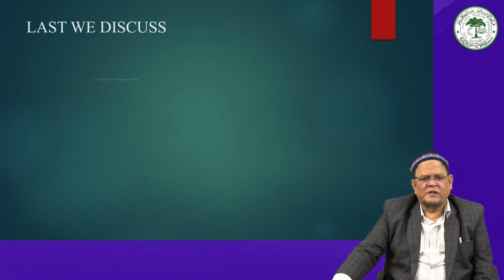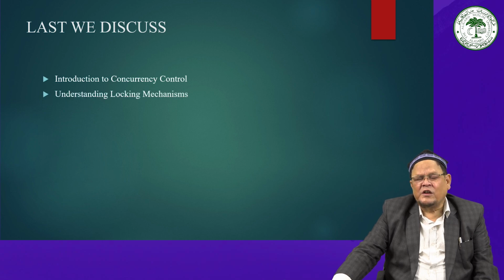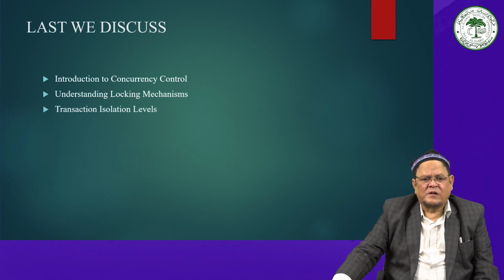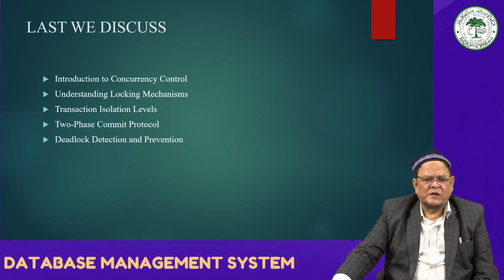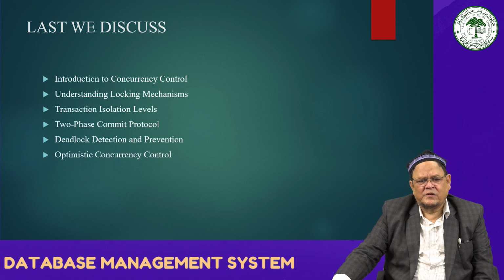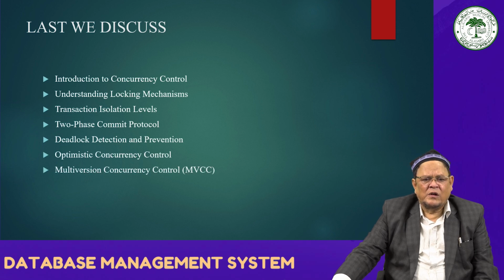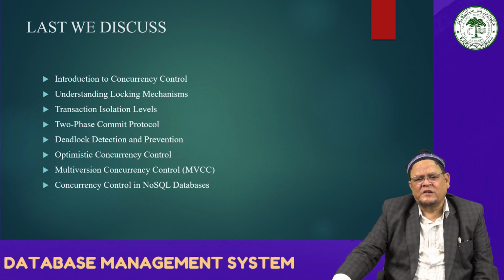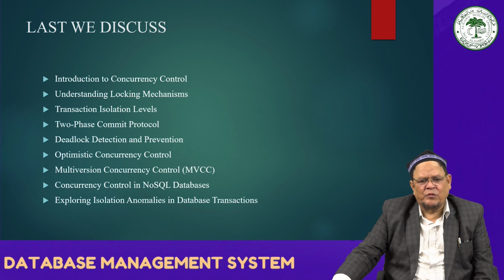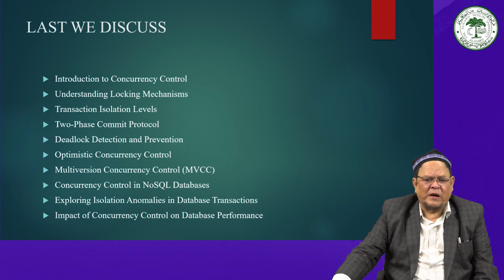In the previous lecture, we discussed the introduction of concurrency control, understanding locking mechanisms, transaction isolation levels, different types of transaction isolation levels, two-phase commit protocols, deadlock detection and prevention, optimistic concurrency control, multi-version concurrency control in NoSQL, which I discussed in detail, and the last one, exploring isolation anomalies in database transactions. And I also discussed the impact of concurrency control on database performance.